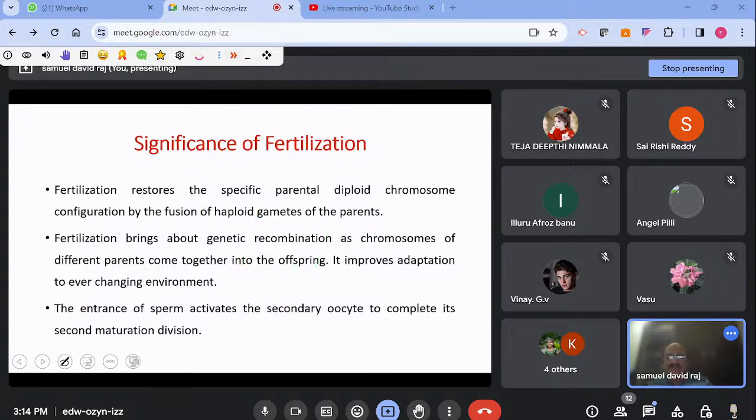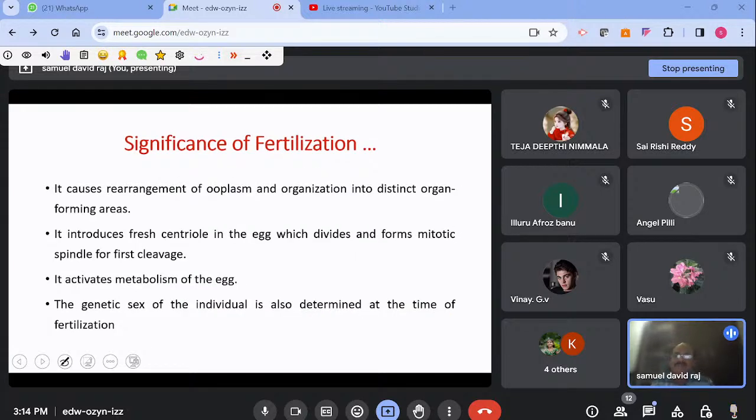Next, the third important thing is, the second meiotic block is said to be lifted off, and the secondary oocyte is said to be completing the second maturation division once the entrance of the sperm takes place and fertilization is completed. Next one, it causes rearrangement of ooplasm and organization into distinct organ forming areas.